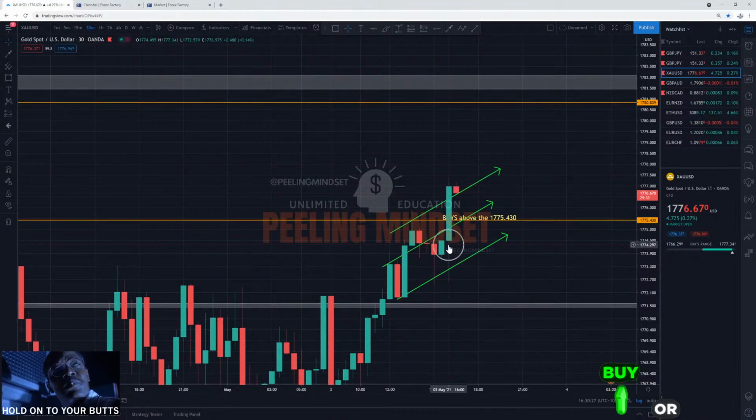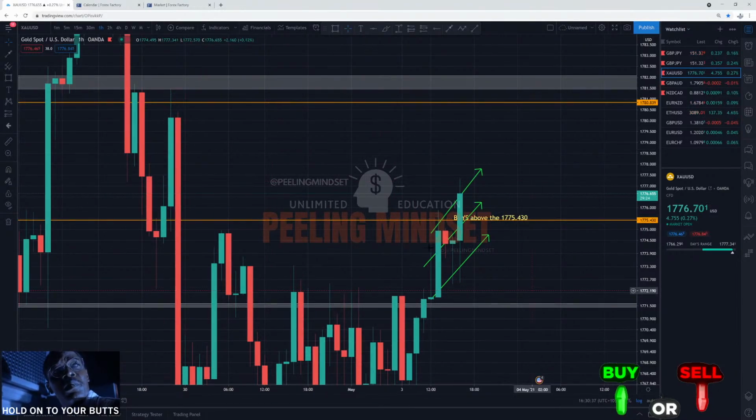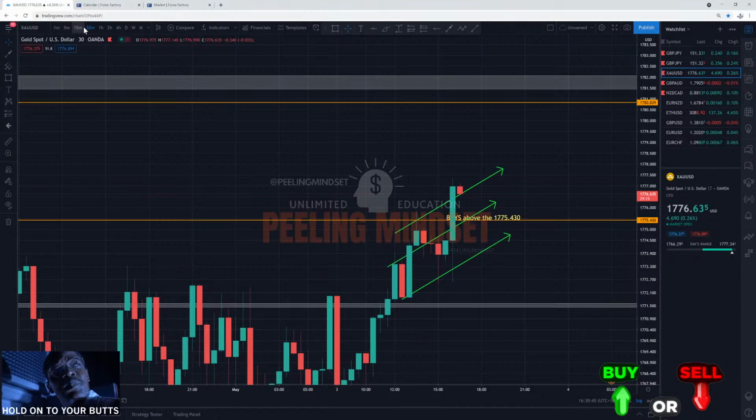So the 30-minute has closed above 1775 level, which is good. Which is very good, actually. So the current 1 hour is rejecting the top side and is heading down. It has 29 more minutes left for its close. Let's just wait and see.